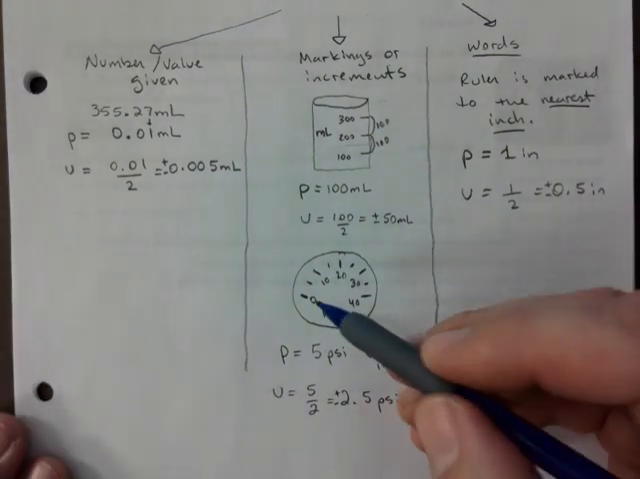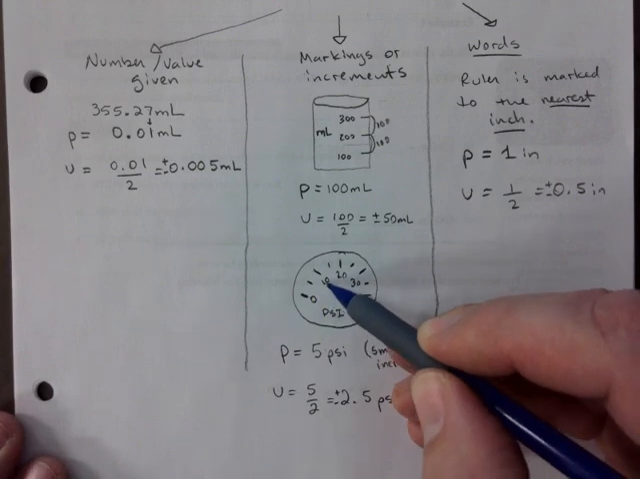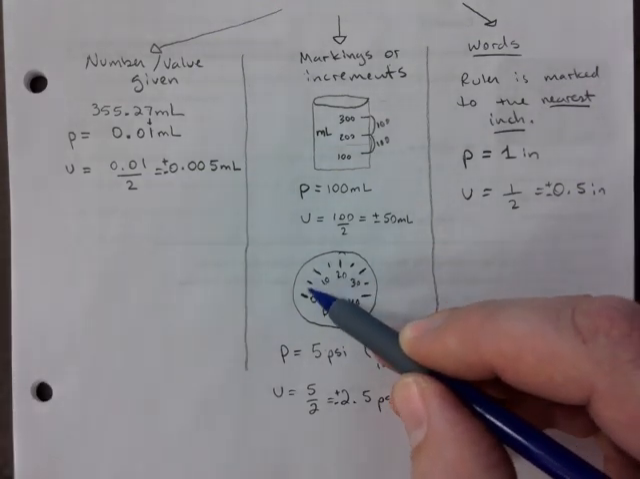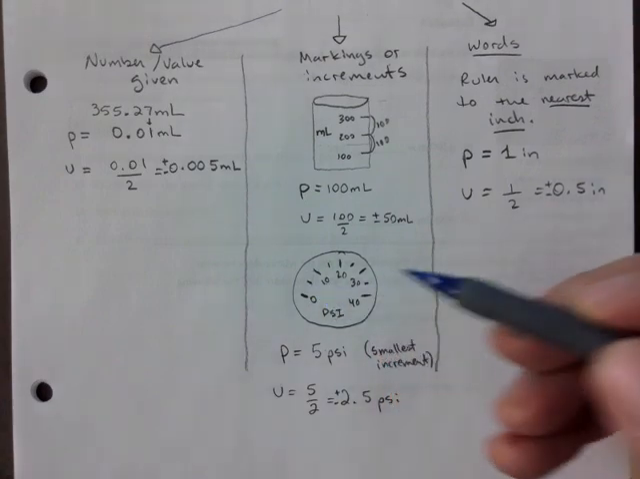Another way you can do it is like, what's the difference between 0 and 10? It's 10. 10 divided by 2, right, is 5.